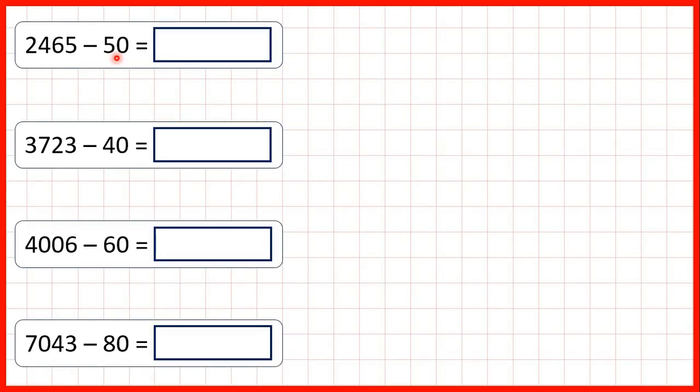Now we need to subtract a multiple of 10 from a 4-digit number, and we can do that using our knowledge of place value. So first we have 2,465 minus 50. So if we highlight our tens digits, we're subtracting 5 tens, and we have 6 tens in the number that we start with. So in our answer, we'll have 1 ten, and all of our other digits will stay the same, so we get 2,415.